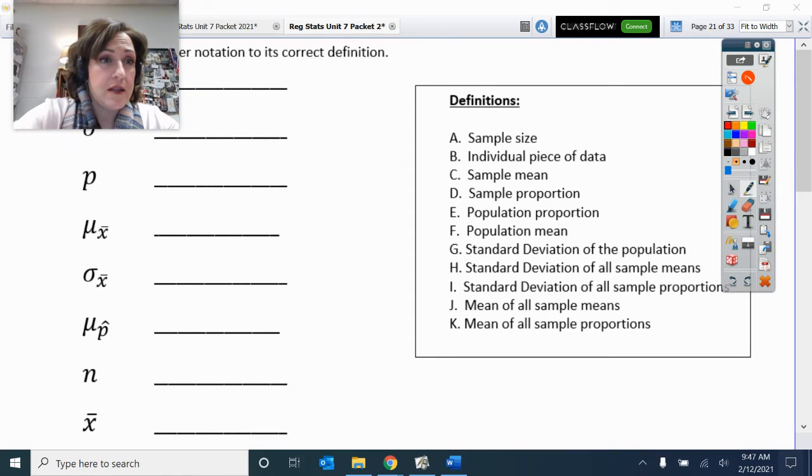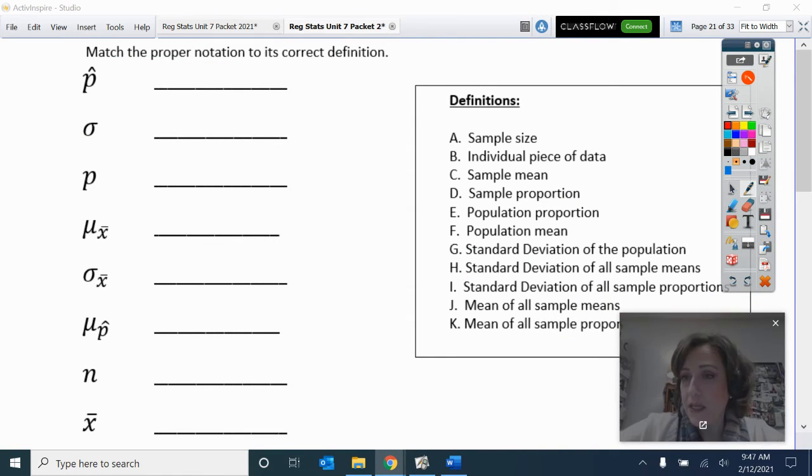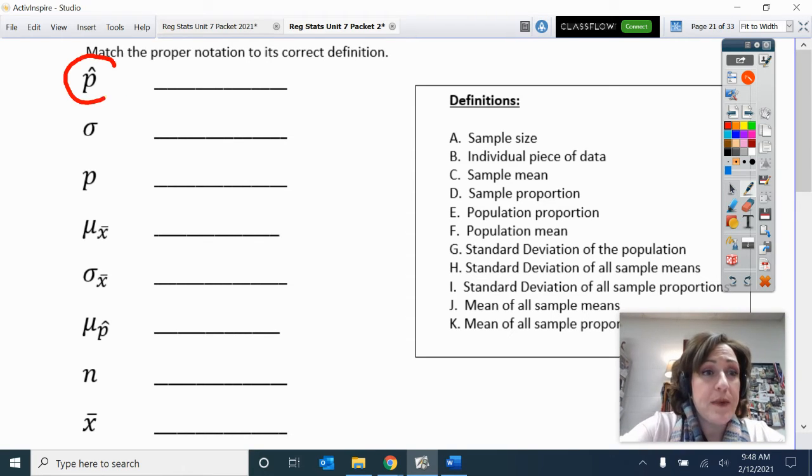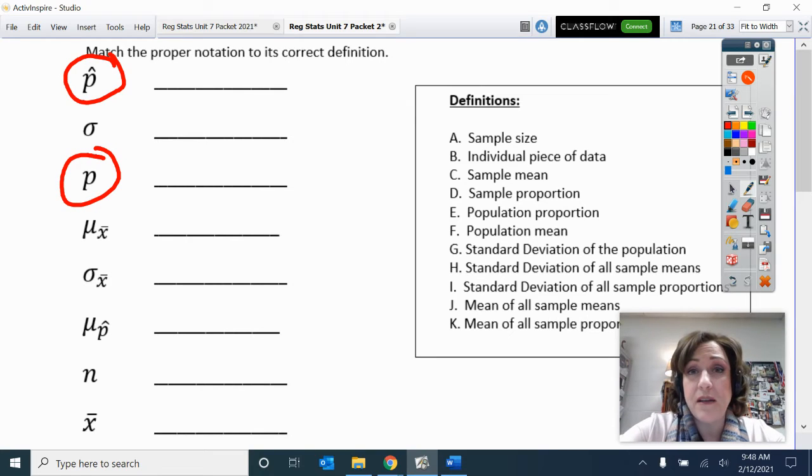So let me move my picture out of the way. So here we go. Let's talk through our options. Now, let's examine the letters, the ones that have P's in them. So this is a P hat. Let's compare it to this plain P.